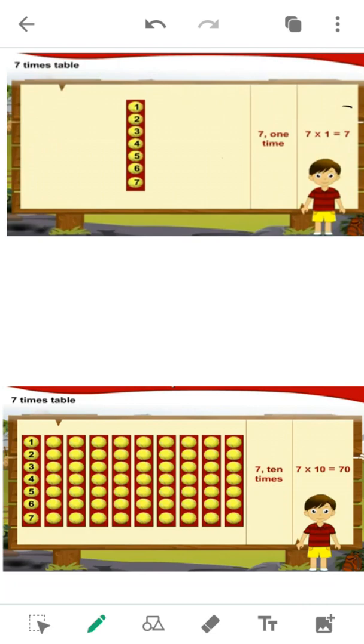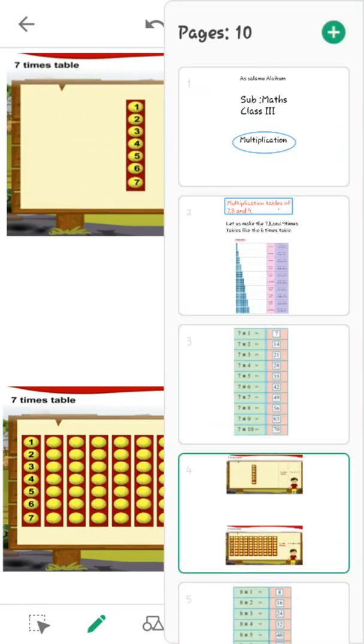So for 7 tens you have to draw 7 rows, and each row has 7 beats. Okay, so 7 multiplied by 10 is equal to 70. Like this we have to make the tables of 7, 8 and 9. So read along with me.